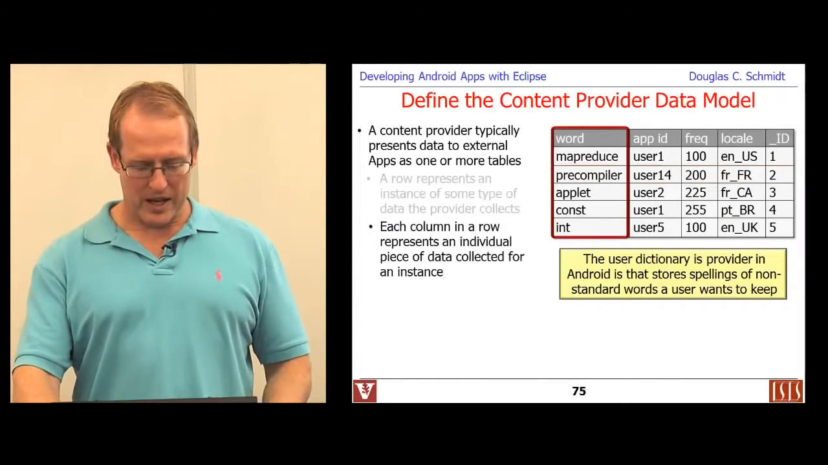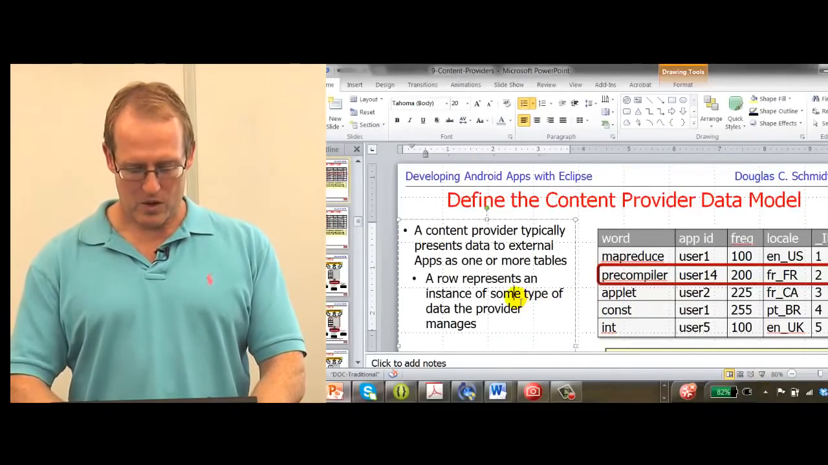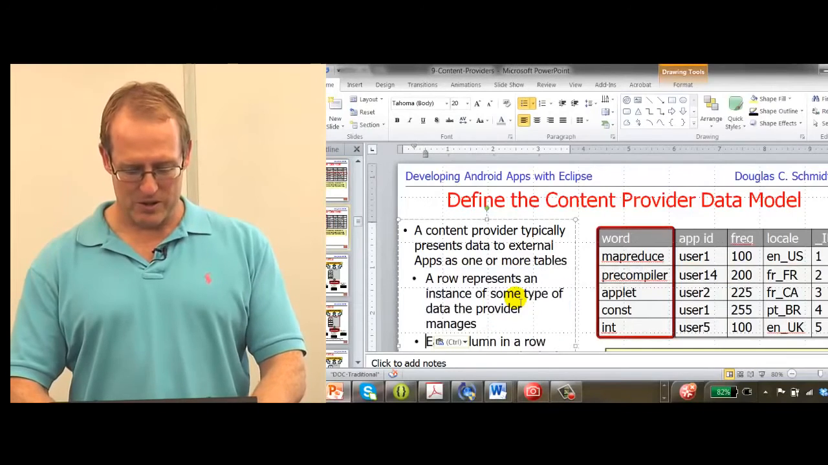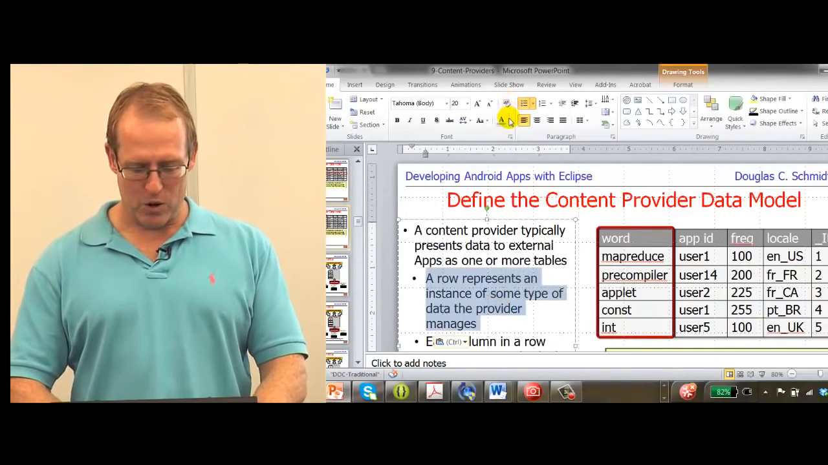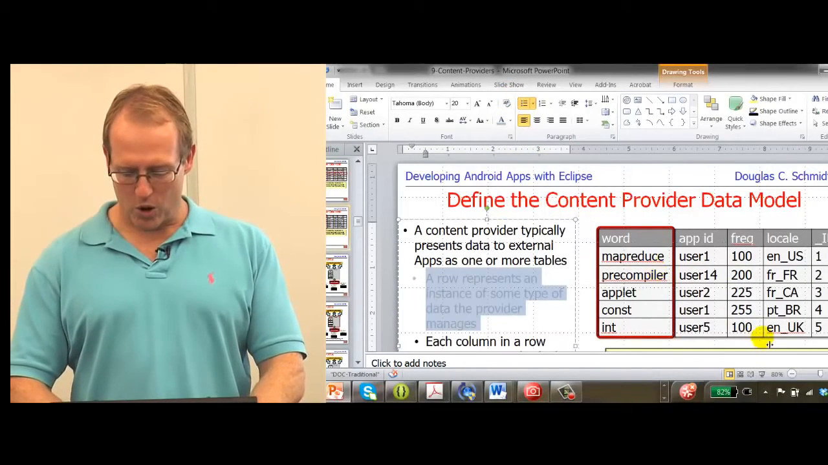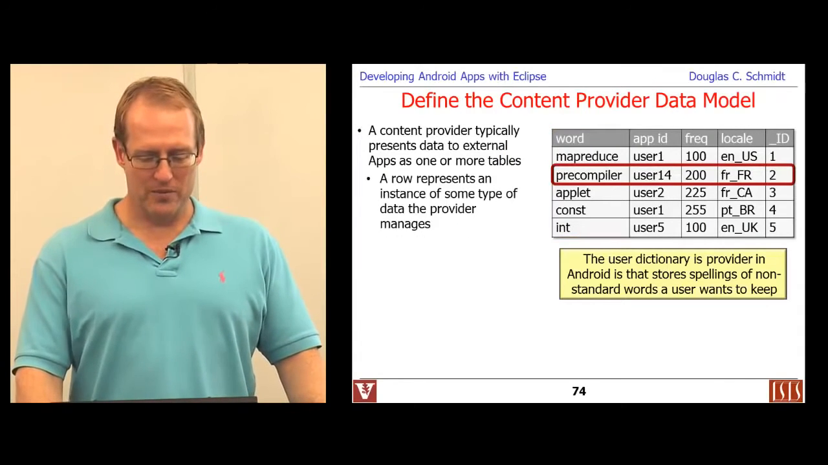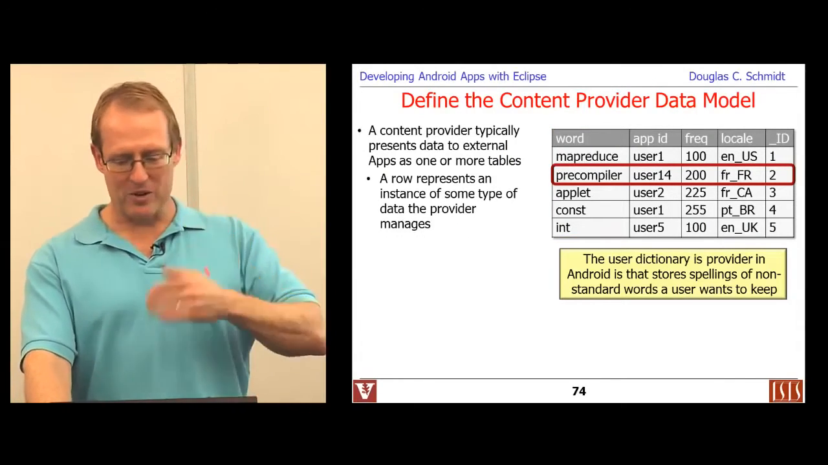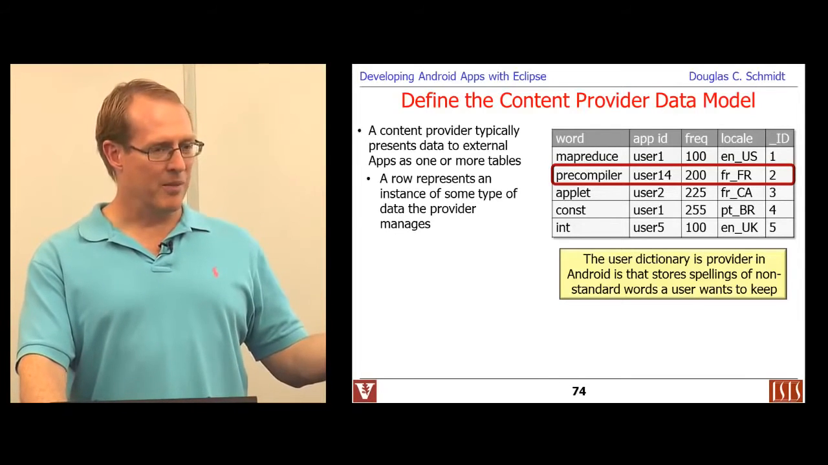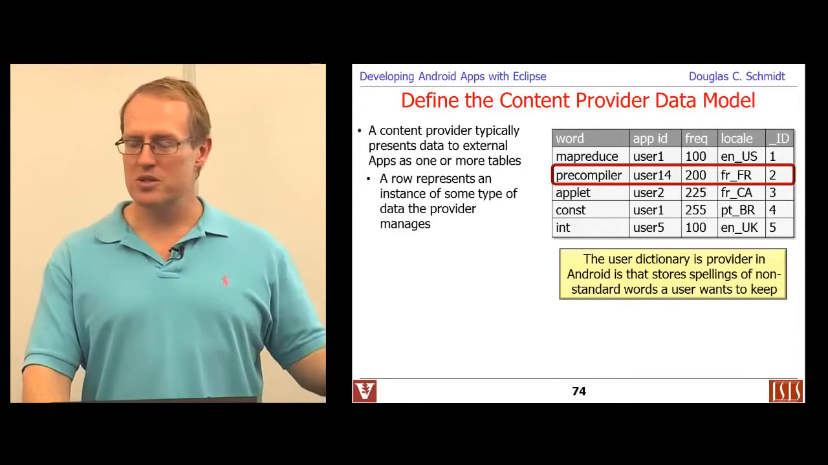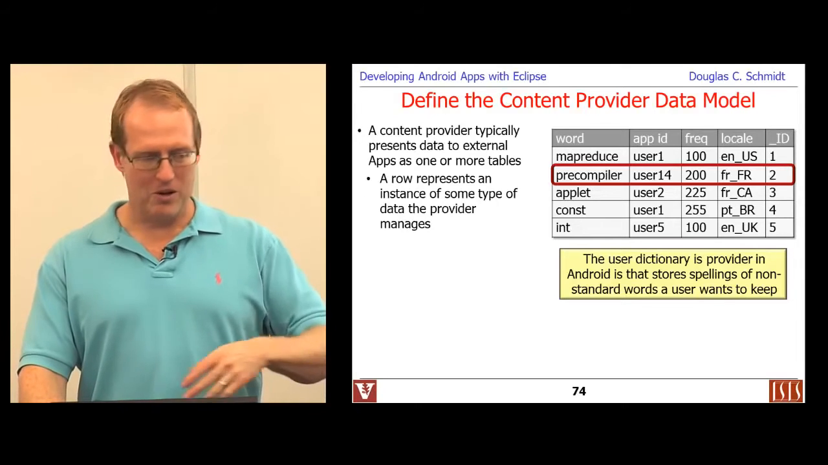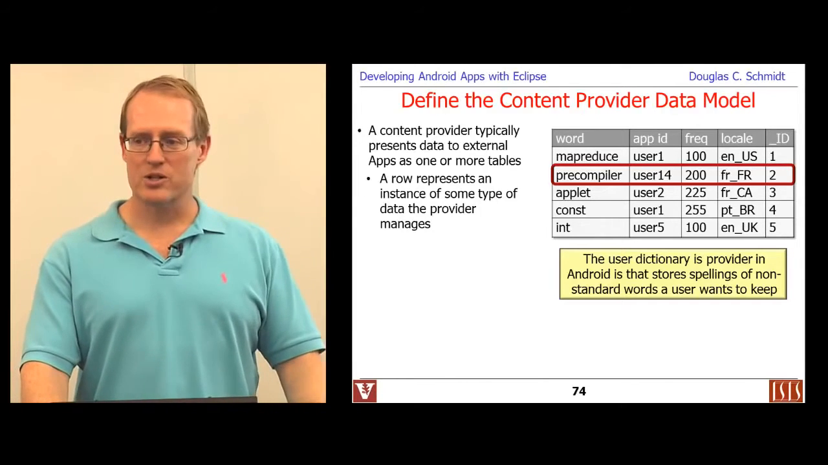So in this particular example, the row might be the word and the various attributes that we care about for the word. For example, it has a certain application ID, a frequency of use, what language it's relevant for, its row in the table, and so on and so forth.